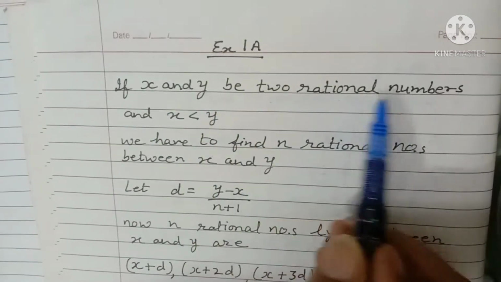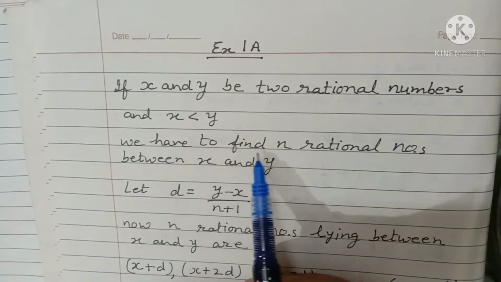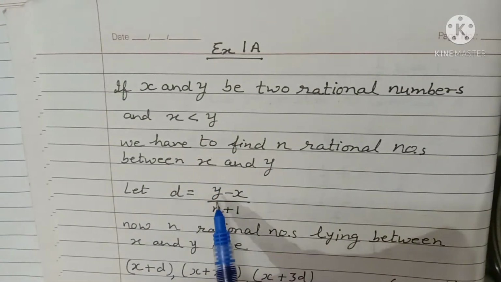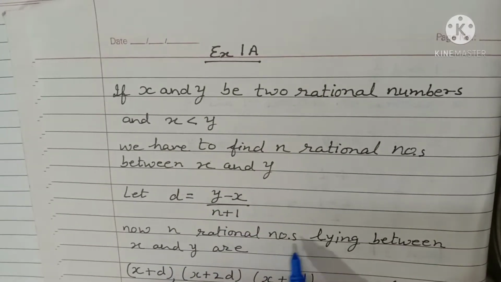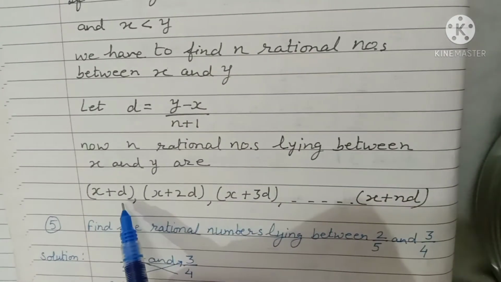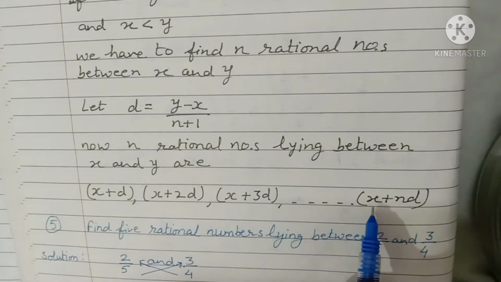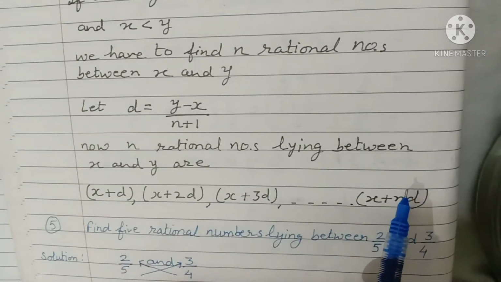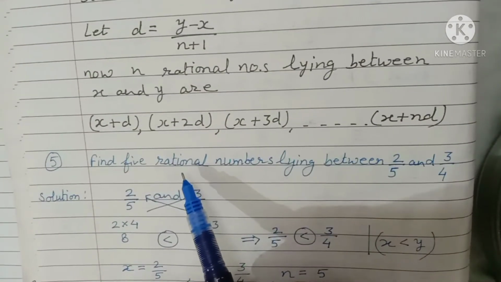Let x and y be two rational numbers and x is less than y. We have to find n rational numbers between x and y. Let d equal (y minus x) upon (n plus 1). Now the n rational numbers lying between x and y are x plus d, x plus 2d, x plus 3d and so on, and the last will be x plus nd. So this method we will use for questions 5, 6 and 7.